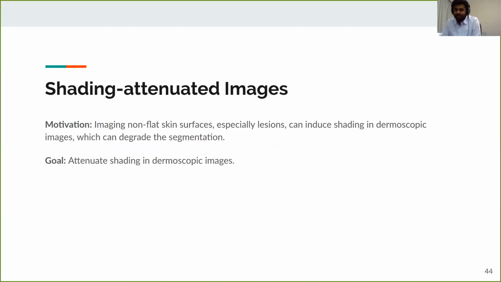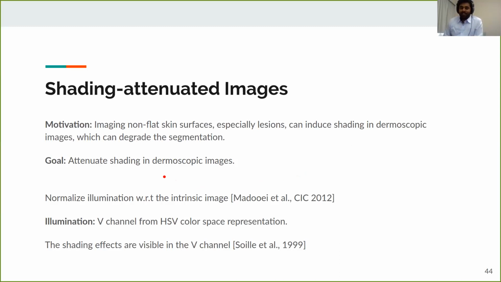And finally, we wanted to look at the problem of shading attenuation in skin lesion images. Shading can often be induced when we image non-flat regions of a skin lesion, particularly areas where the lesion can be bumpy and not flat. And this can degrade the output of the segmentation algorithms. So the idea here is to normalize the illumination with respect to the intrinsic image. And the illumination can be found using the value channel from the HSV color space representation.